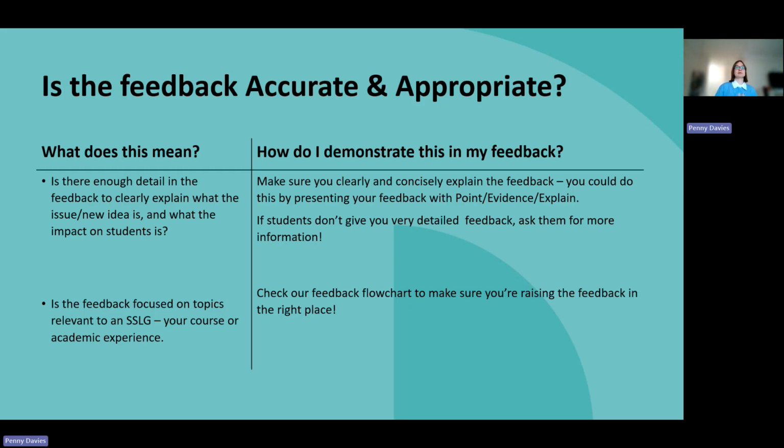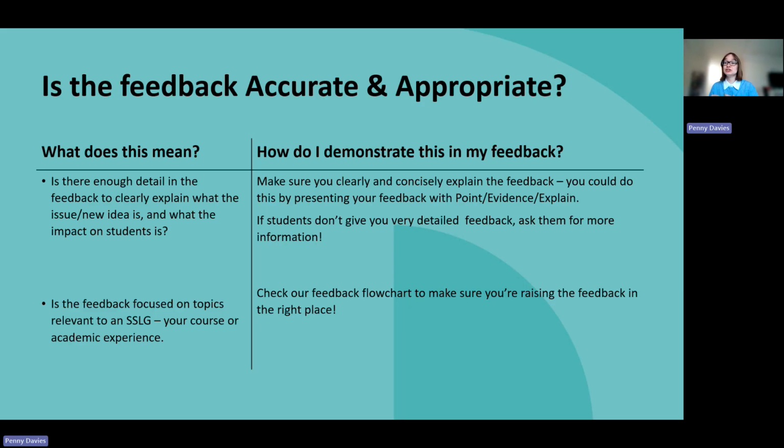Well, accurate and appropriate essentially means is there enough detail to clearly explain what the issue or new idea is and what the impact is on students? So is it accurate in the sense of, does it actually represent what students are talking about? And you can demonstrate this in your feedback write-up by making sure you concisely explain the feedback.